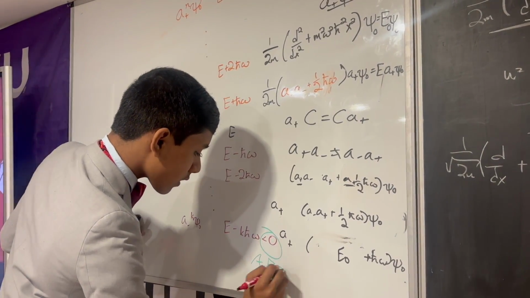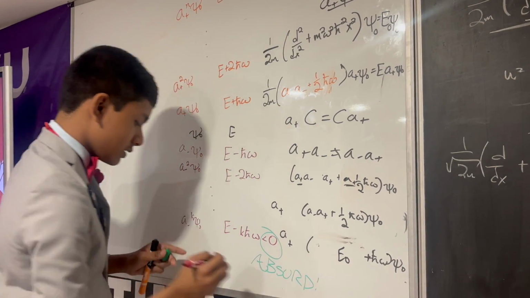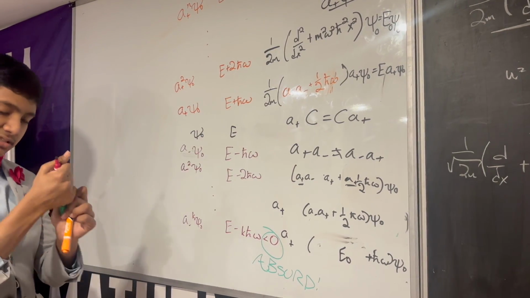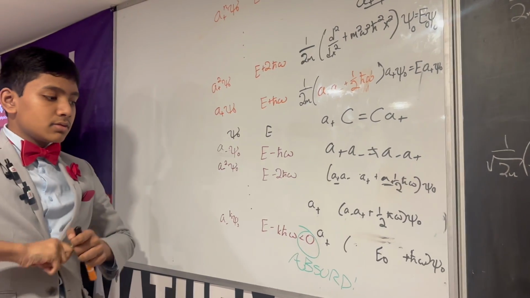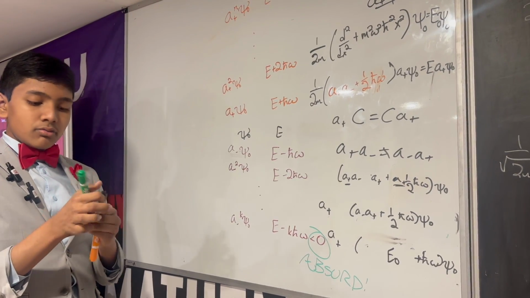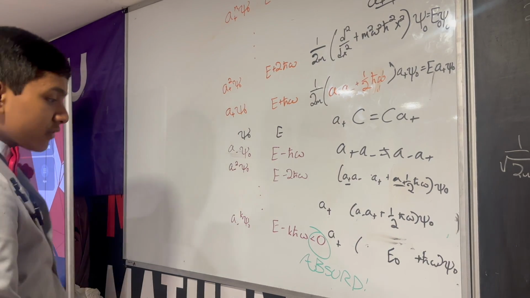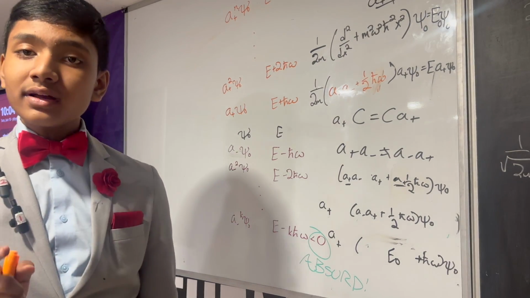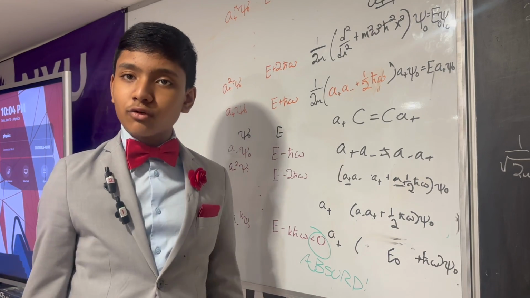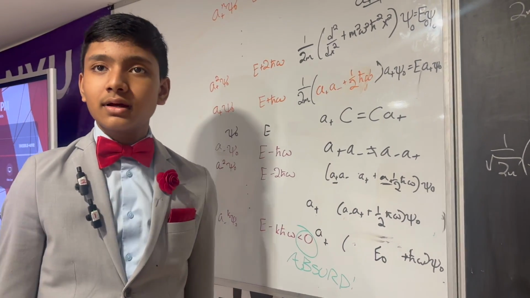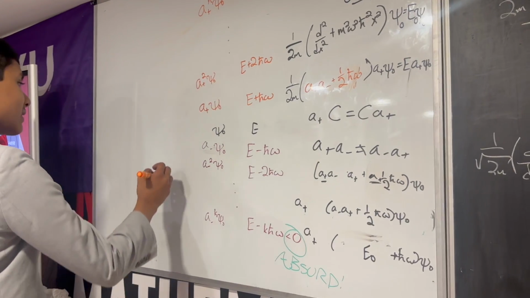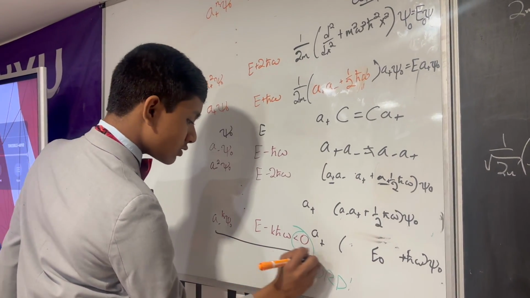Well, here's the thing. Absurd things are perfectly fine as long as the solutions to the absurd equations are also absurd. What we mean by that is this equation has no physical meaning. That's all right as long as its solution has no physical meaning. And so that means the solution to this equation has to be non-normalizable.